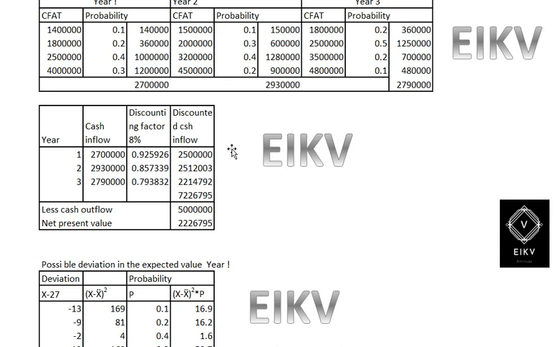So when we multiply it, the expected value should be multiplied with the present value factor, and you will get the total value, which is 72,25,795, less the cash outflow. The cash outflow is 50 lakh, that is mentioned in the question, the price of the aircraft. So the net present value will be 22,25,795.